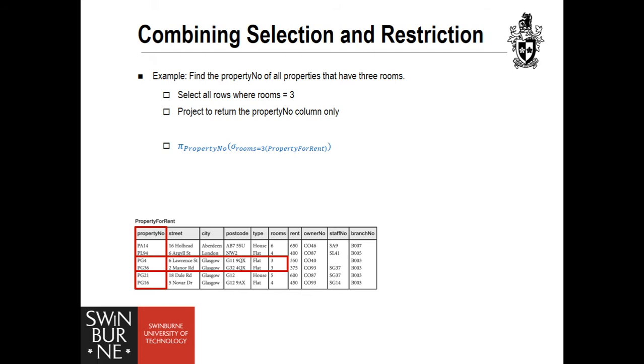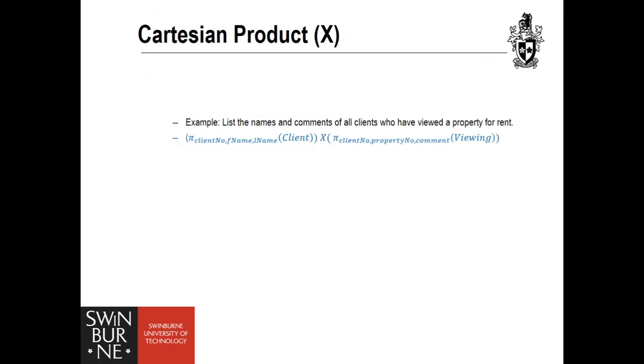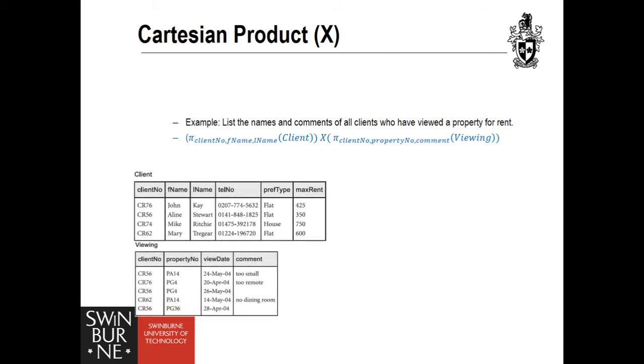So the selection of the properties with three rooms happens first, and from the result we pick only the attribute that has the property number, which is a unique identifier of the properties. We could of course use other attributes as well if wanted. If we couldn't combine operators, the possibilities of relational operators would be pretty limited. So this is the Cartesian product.